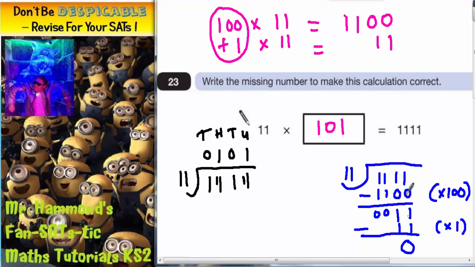And remember, that's the whole point of the chunking method. You're repeatedly subtracting chunks of 11 until you get down to 0. Once you get down to 0, you just add up your chunks. I've got a chunk of 100 and a chunk of 1. 100 add 1 is 101. Whichever way you think about it, the correct answer is 101.